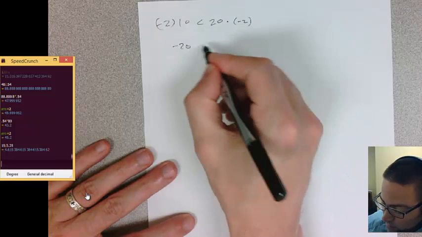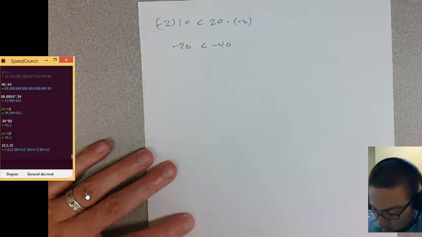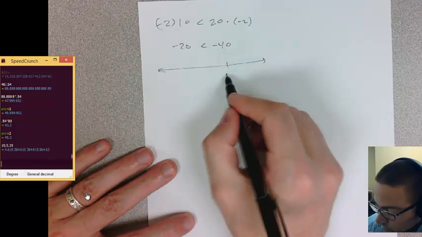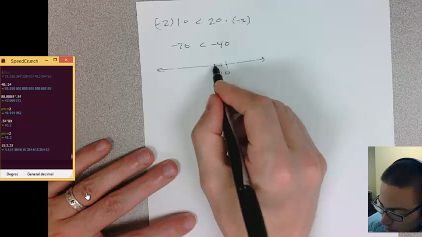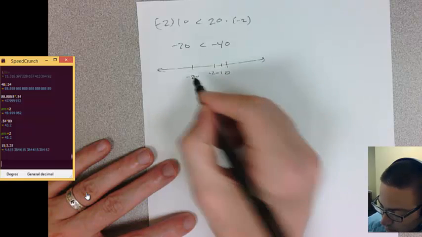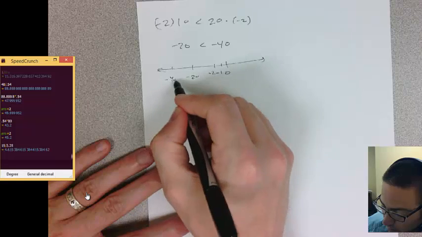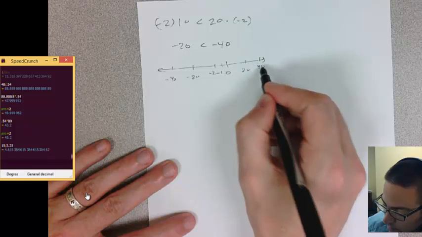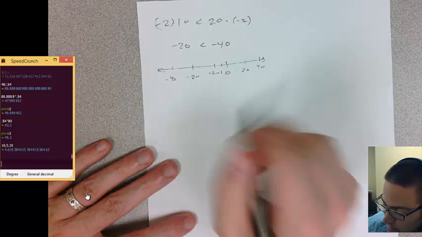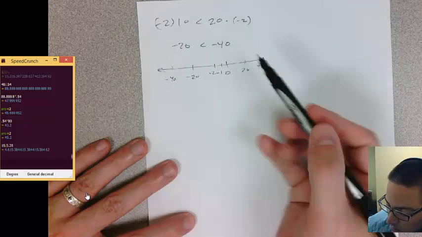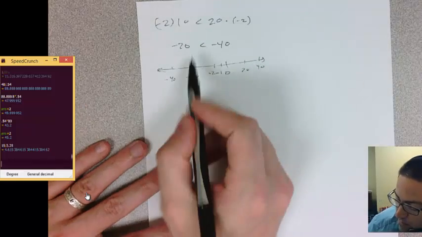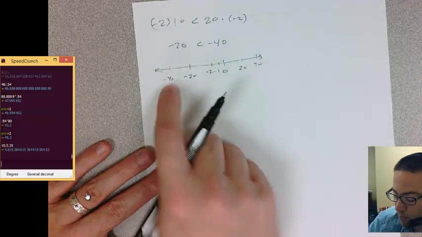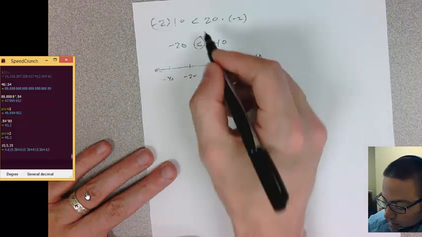So I get -20 is less than -40. Actually, this is not true, right? Because when I look on the number line, I have 0 here, and I count down -1, -2, and down to -20, and then even further down is -40. And with the positive numbers, 20 and 40, 20 is clearly less than 40, but here negative 20 has more value. If you are in debt by $20, that is better than being in debt by $40. So really, this should have been flipped, right?